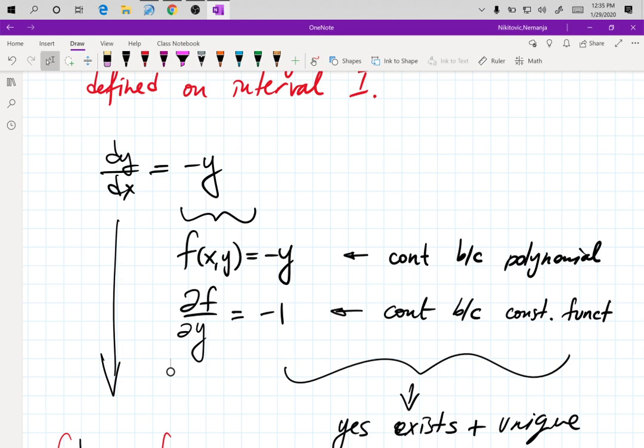I have two questions. First of all, I get the way it exists, but how can you tell if it's unique? Again, it's in the theorem. The theorem says if f of x, y is continuous, and if the first partial derivative with respect to y is continuous, then the solution exists and it's unique. So if those hold, then you get to the conclusion.